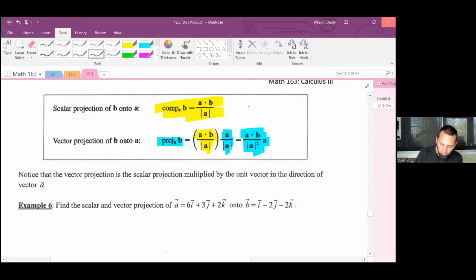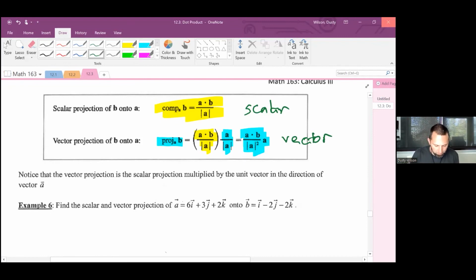Once again, the top one is a scalar, represents the length of the vector. The bottom one is a vector, and it's kind of the top one's the length of the shadow. The bottom one is the shadow, but it has a direction to go with it. So notice the vector projection is the scalar projection multiplied by the unit vector in the direction of vector A.